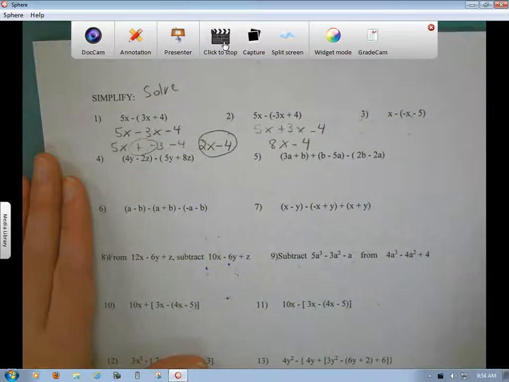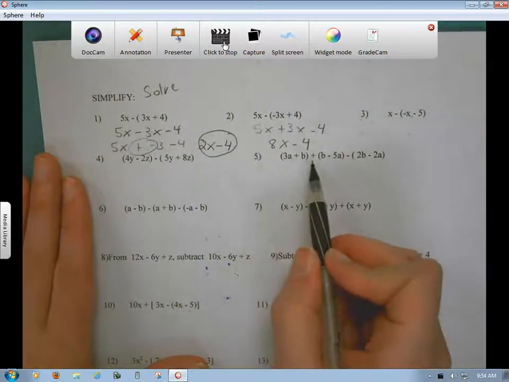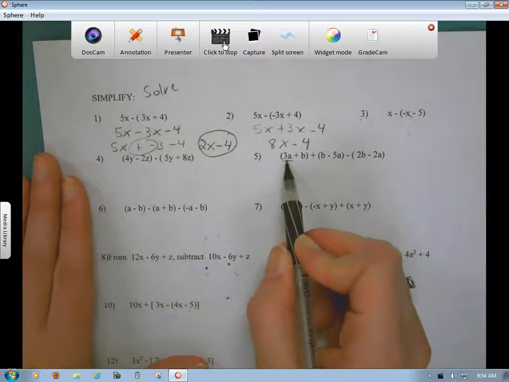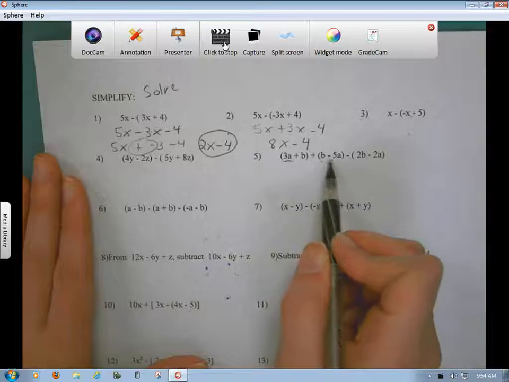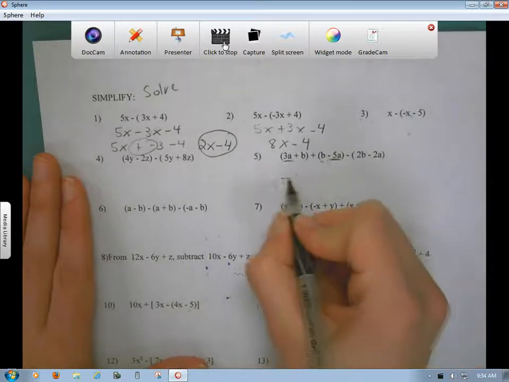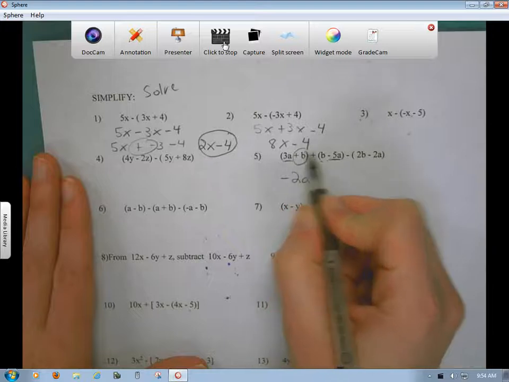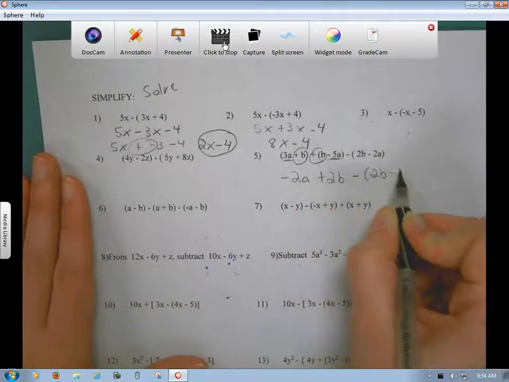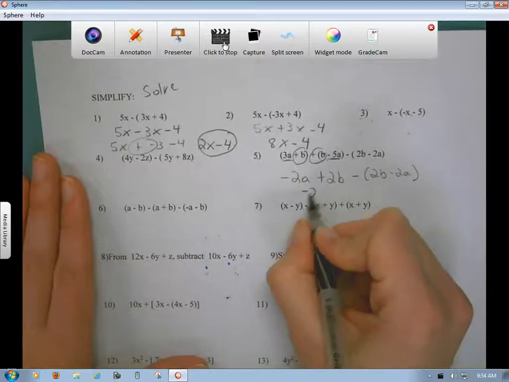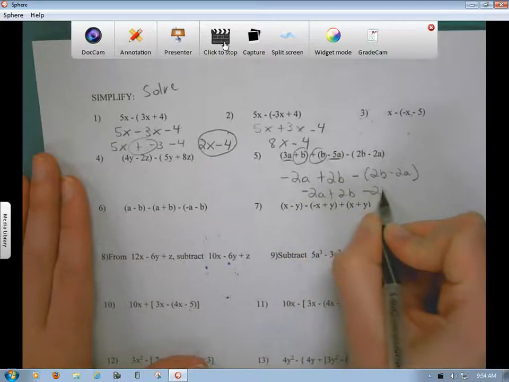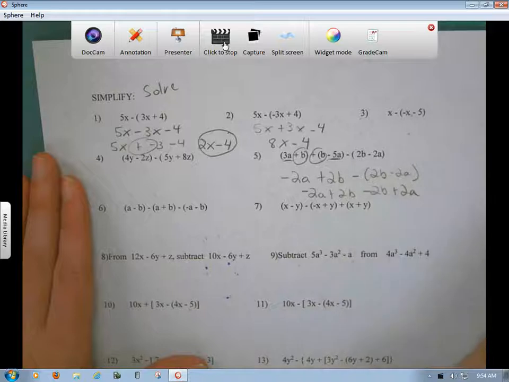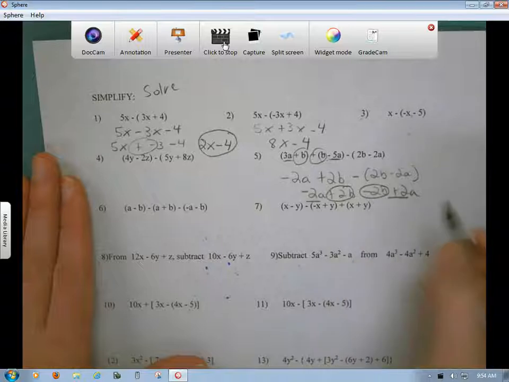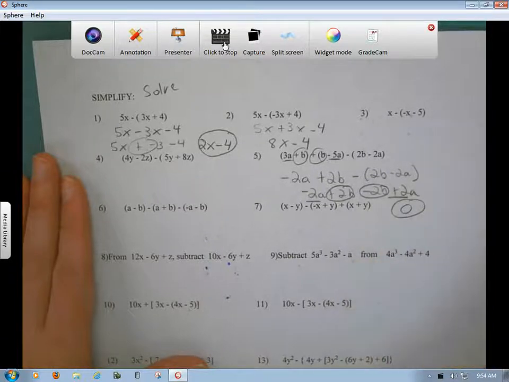Okay, let's try a harder one. Let's look at number 5. I've got addition and I have subtraction. So I do my addition first because I'm going to use order of operations left to right. So 3a minus 5a is a negative 2a. b plus b is 2b. Then I have to subtract this whole thing in the back. So I distribute that negative. Then I combine. Those are going to cancel. Those are going to cancel. So I'm left with nothing.